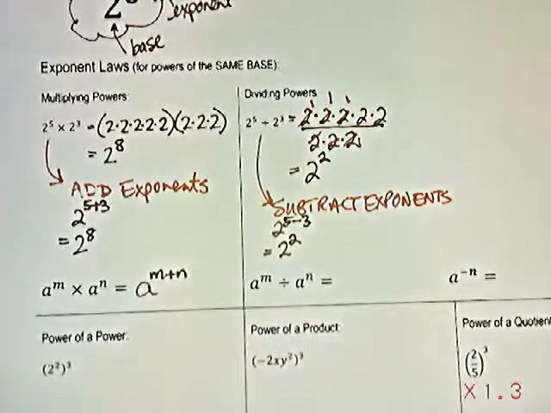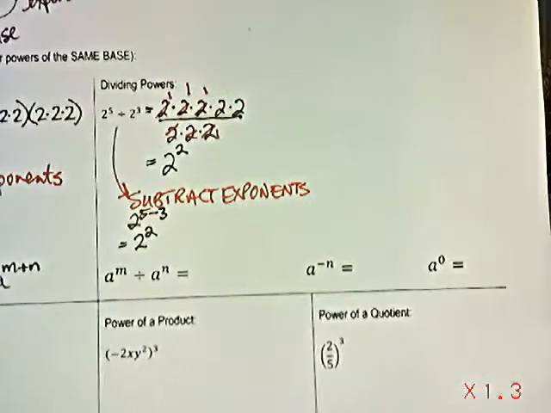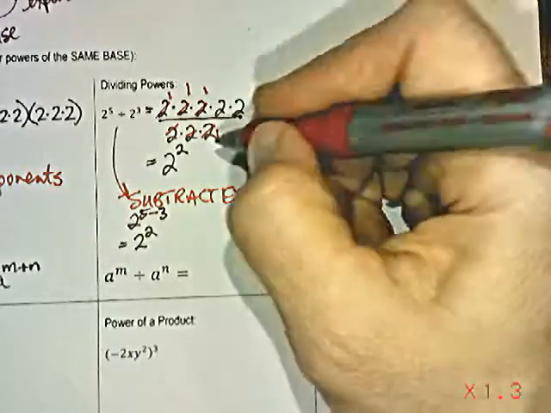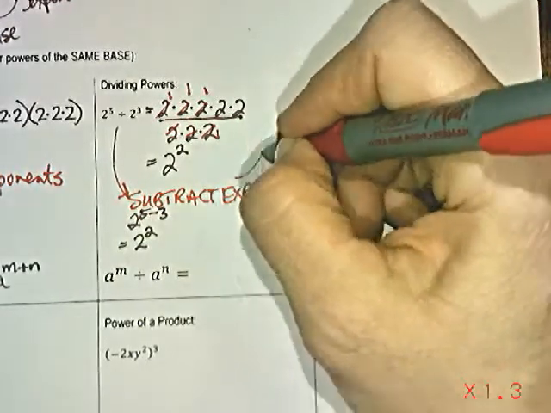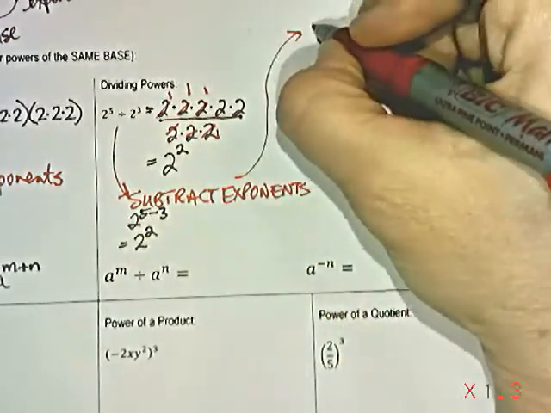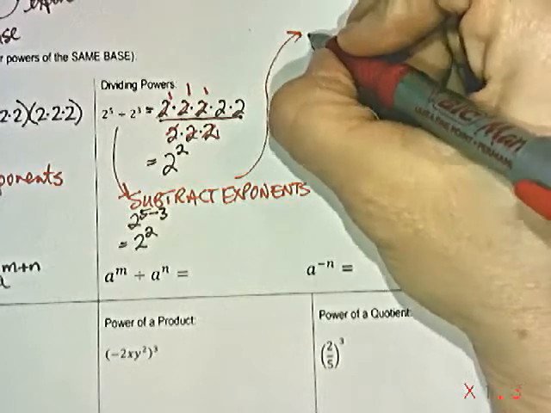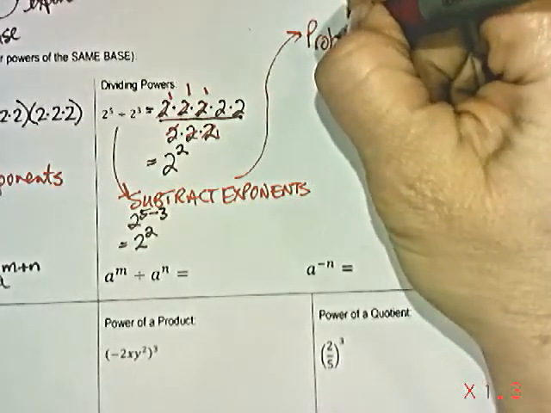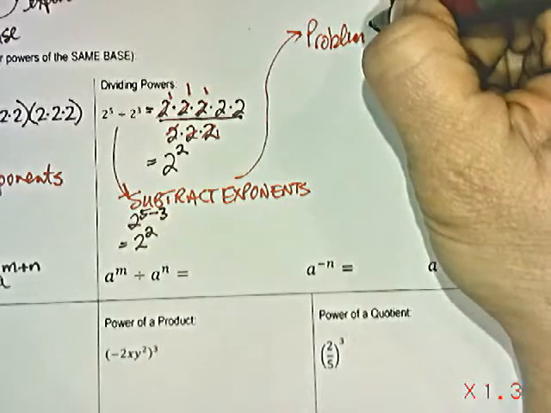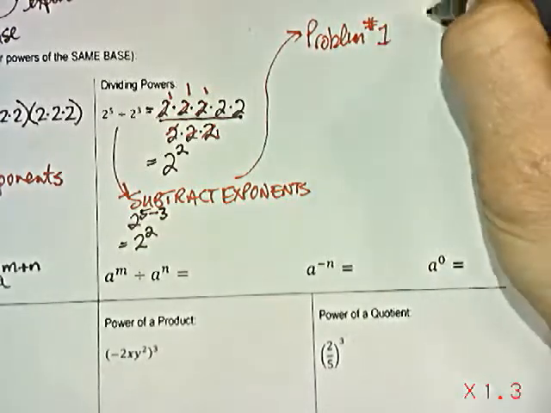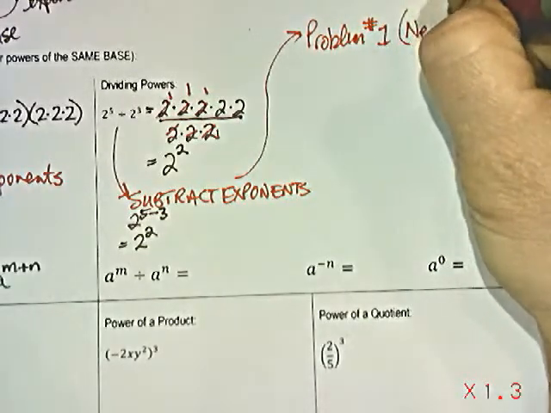But this particular exponent law can run us into a couple of problems. And so problem number 1, from the idea of subtracting these exponents, comes from the fact that we can get negative exponents out of this deal.